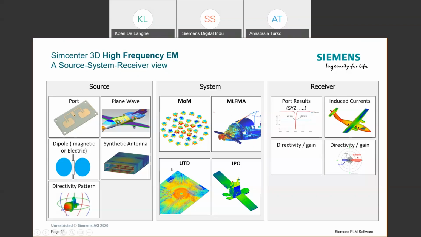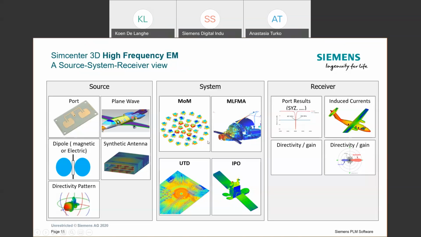Secondly, we also have more faster technologies, but a bit less accurate. For example, technologies based on UTD, ray tracing. It's a very famous technology, so very widely used, but also PO, physical optics, and IPO, which is typically somewhere in between high fidelity and fast.